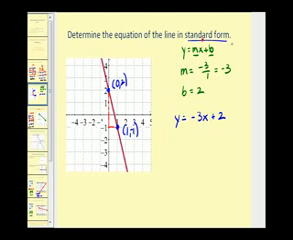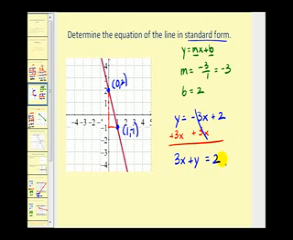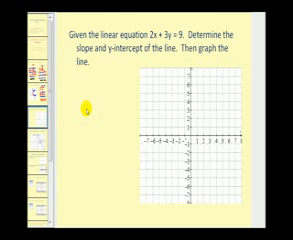And now we can just rewrite this in standard form. So we want the x and y terms on the left side of the equation. So let's go ahead and add 3x on both sides. Negative 3x plus 3x, that's 0. So we're left with 3x plus y equals 2.